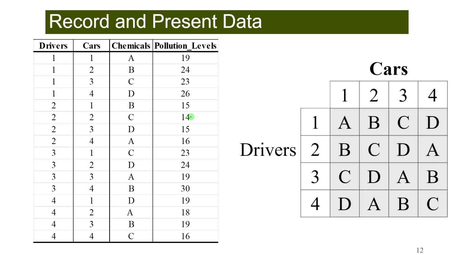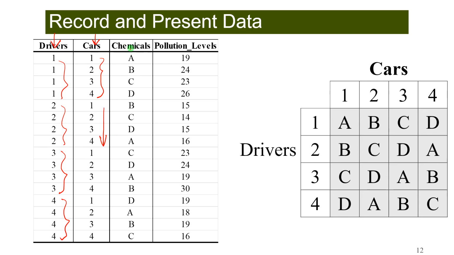After designing the experiment, we will need a table to record the data. For the car pollution example, I put the driver's number here. I repeat each number 4 times. And for the column number, the car number, I put it here. I write the numbers from 1 to 4 and repeat this sequence 4 times.